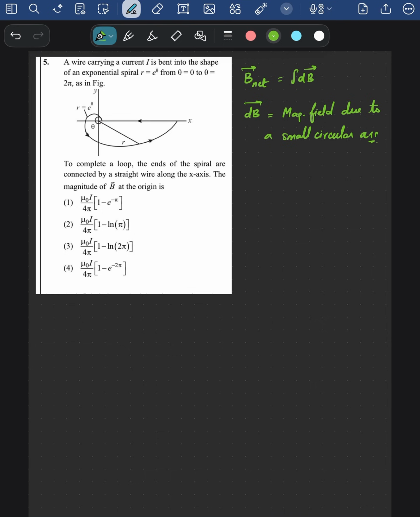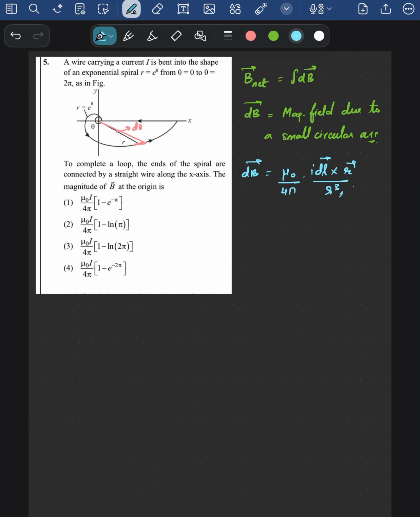So how do I select a small circular arc over here at an angle theta? I'll go with the diagram which he has selected over here. So his angle theta is this. At this angle theta, I'll select a small angle d theta. This is the small element which I'm selecting over here. Then to find dB bar, we'll make use of Biot Savart law. So dB bar is equal to mu naught by 4 pi I into dl bar cross r bar by r cube, right? So let's worry about the direction part first.